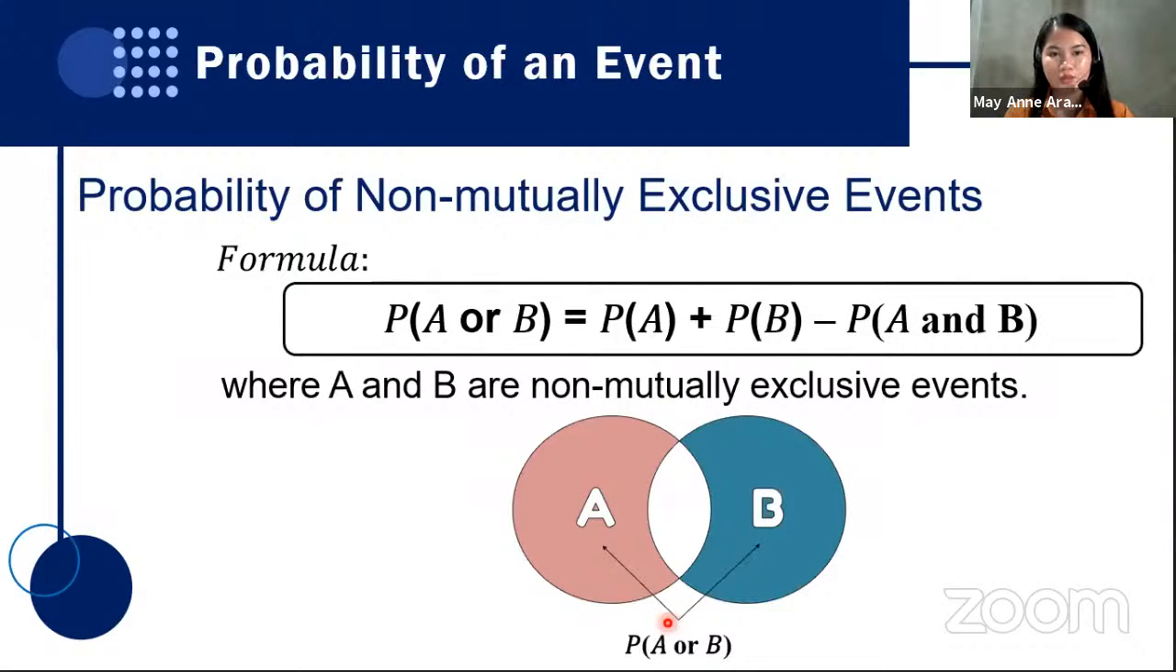Okay. So, the probability of non-mutually exclusive events. If the events are non-mutually exclusive, meaning they have an intersection, okay, they have an intersection here. Since you need to add both probabilities of the two events and they have an intersection, their intersection will be counted twice. So, you need to subtract that intersection from the sum of the probabilities of those two events. So, we need to subtract the probability of A and B, or the probability of their intersection.